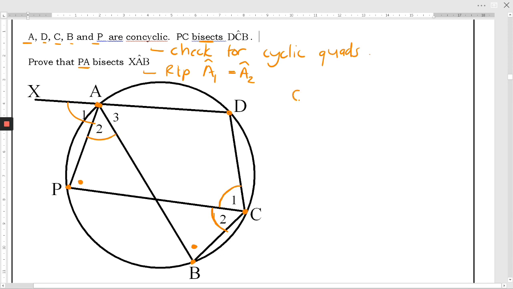Right, first step, let's go with what we're given. C1 is C2, right? That was given by the angle being bisected. And then let's go with what C1 was also equal to. So C1 also equaled A1, and that was exterior angle of a cyclic quad. Okay, and then what more? What more is we had that A2 equaled C2. And how did we get that? It was angles in the same segment.